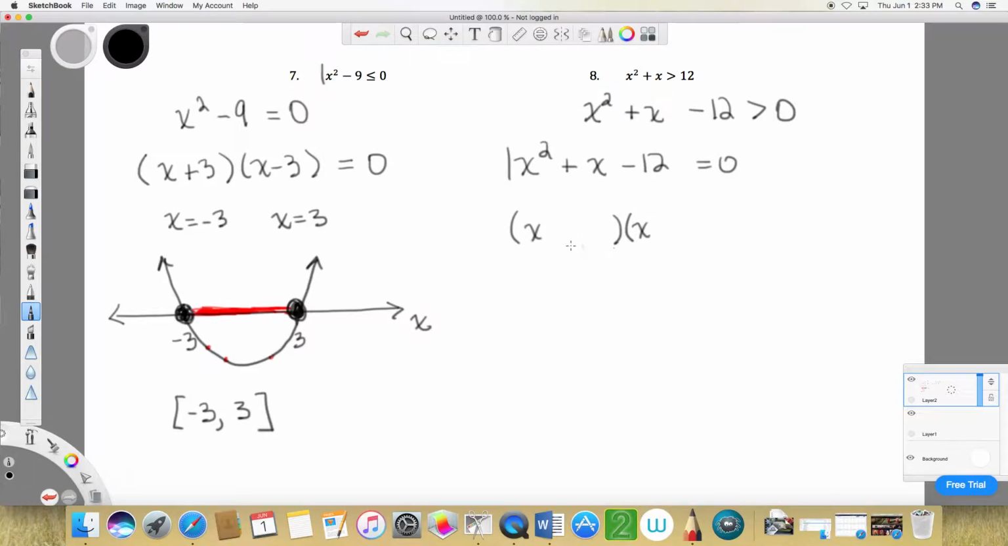x times x is x squared, and two numbers that multiply together to give us a negative number but add to give us a positive. The larger number in magnitude is going to be positive, and 4 times 3 is going to do the trick. But I need 4 to be positive and 3 to be negative in order for this to work. So this equation has two solutions of negative 4 and positive 3.